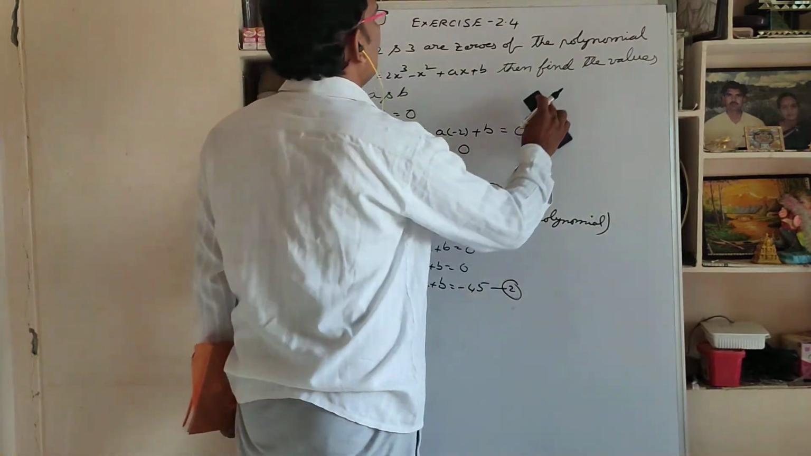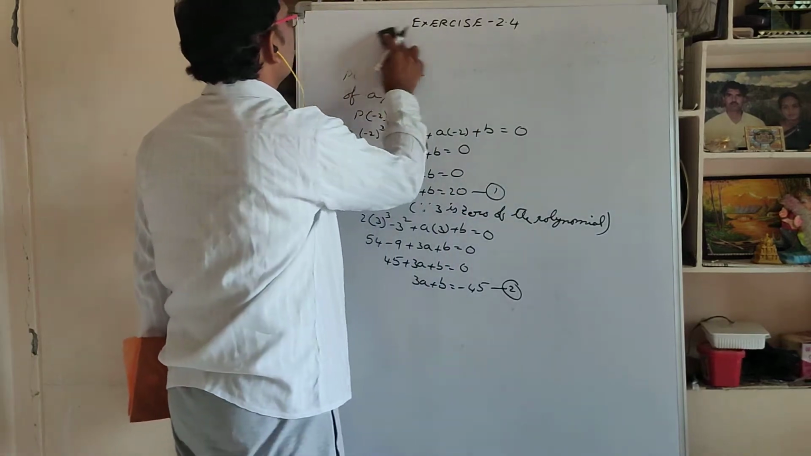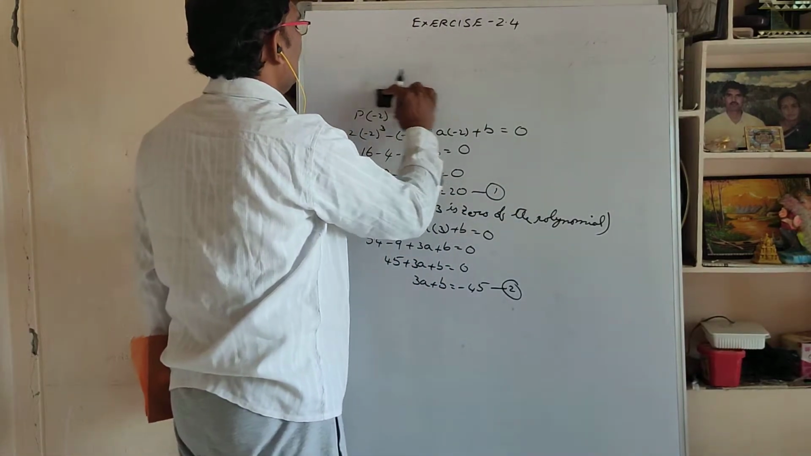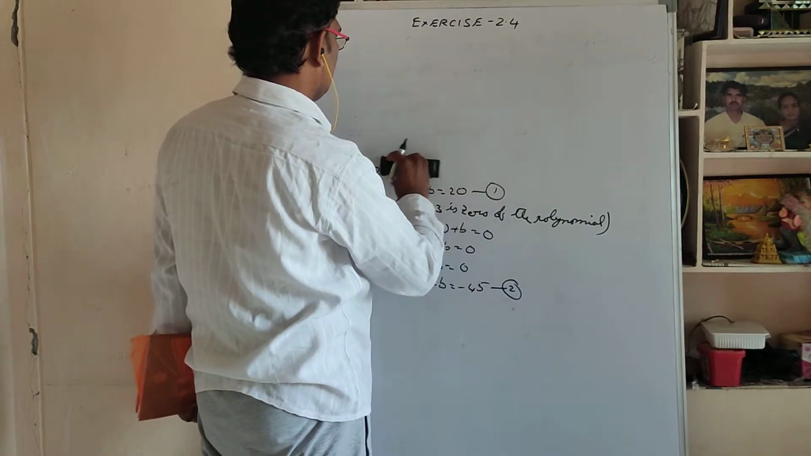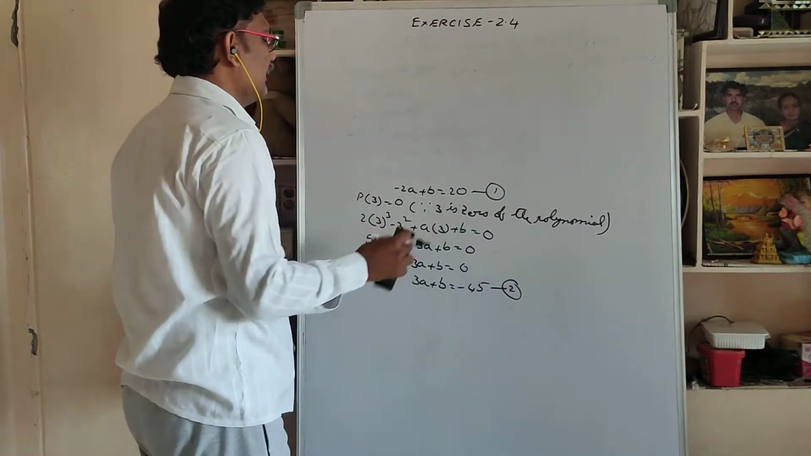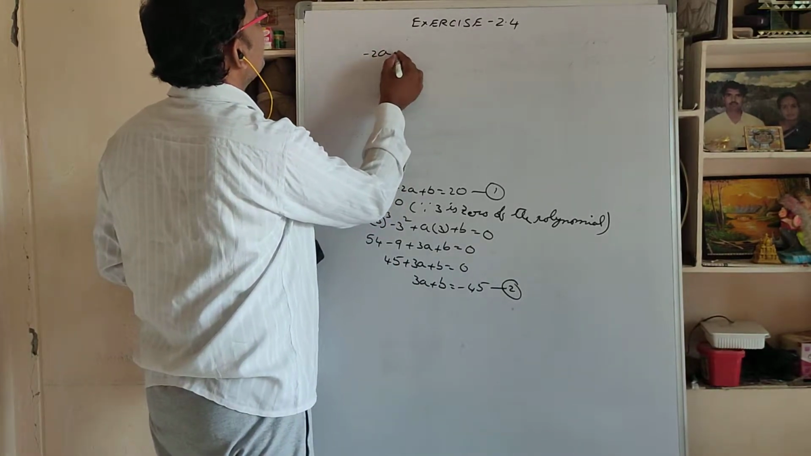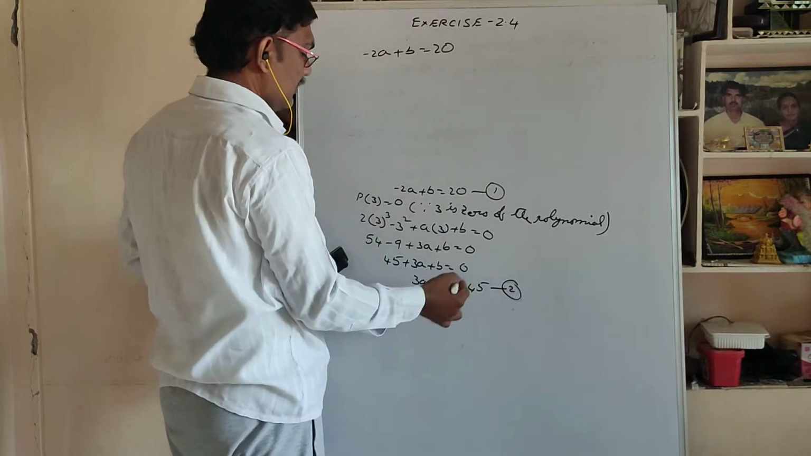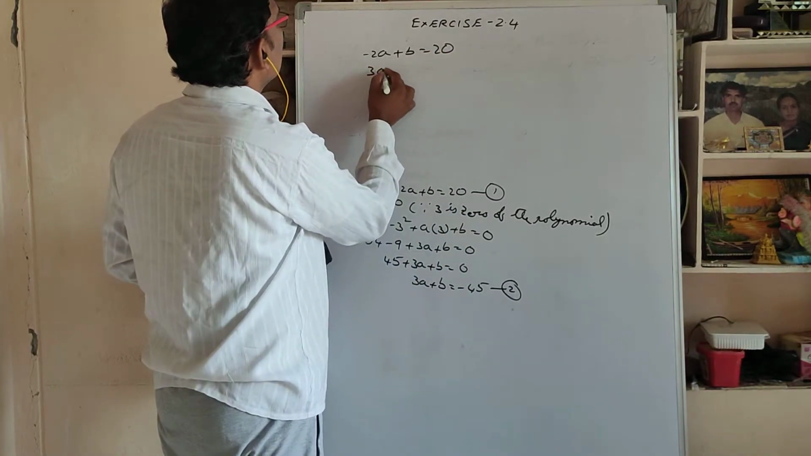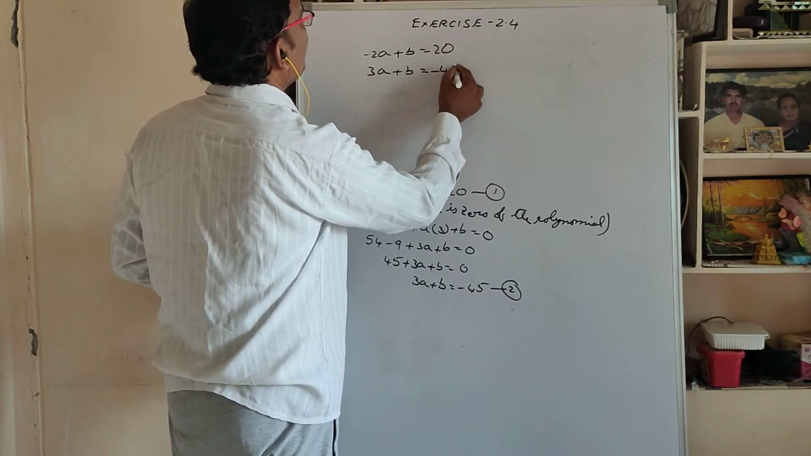Okay. How to solve? I will say to you. Solve equation number 1. I should copy this equation here. Minus 2a plus b is equal to 20 is one equation. 3a plus b is equal to minus 45 is another equation.